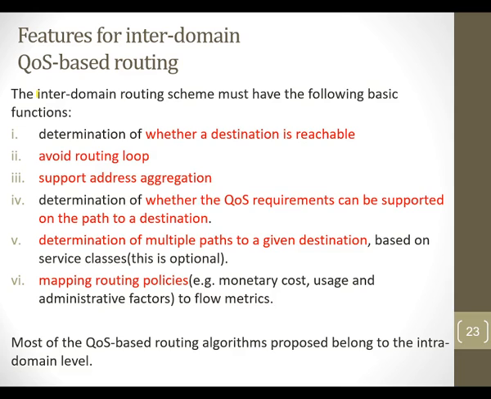The inter-domain routing scheme must have the following basic functions. 1. Determination of whether a destination is reachable. 2. Avoid routing loops. 3. Support address aggregation. 4. Determination of whether the quality of service requirements can be supported on the path to a destination. 5. Determination of multiple paths to a given destination based on service classes. And 6. Mapping routing policies to flow metrics. So these are the basic functions of the inter-domain routing scheme.